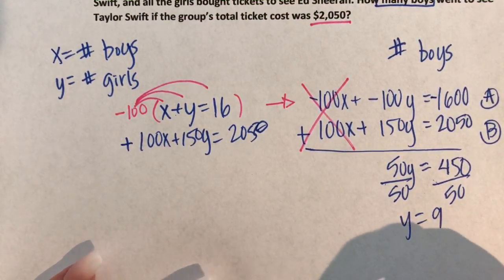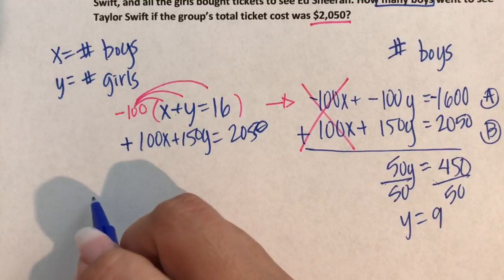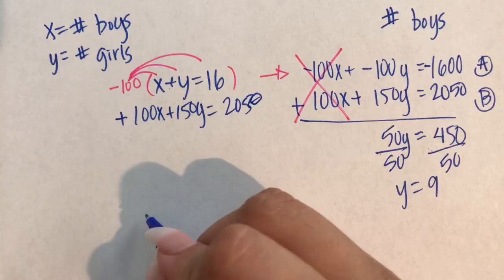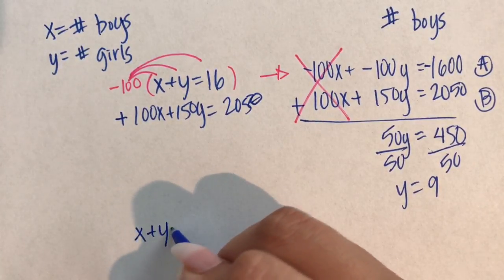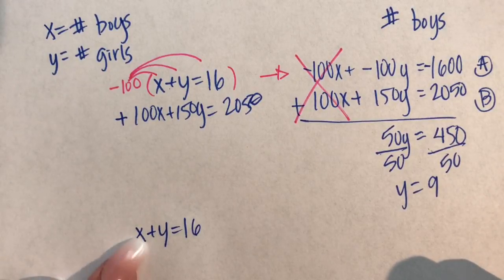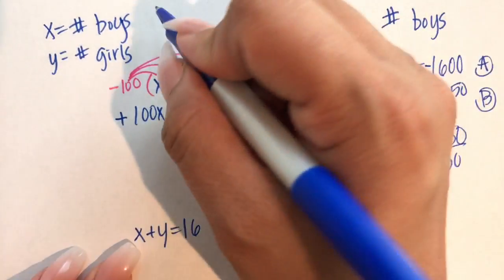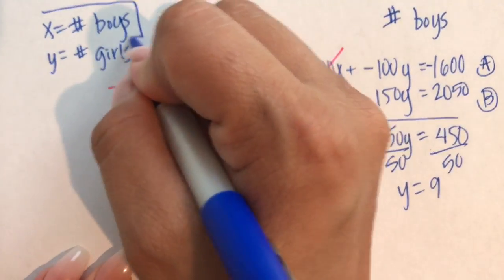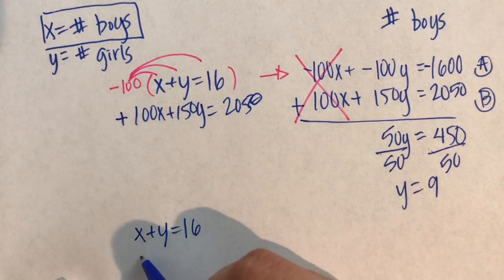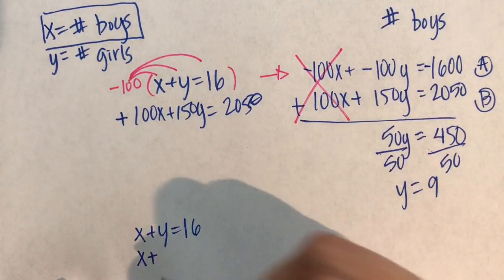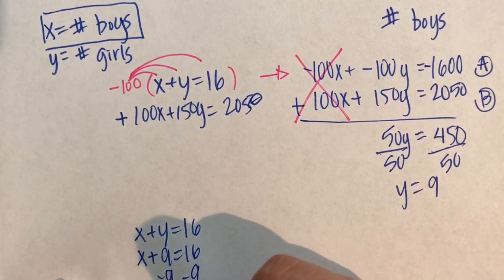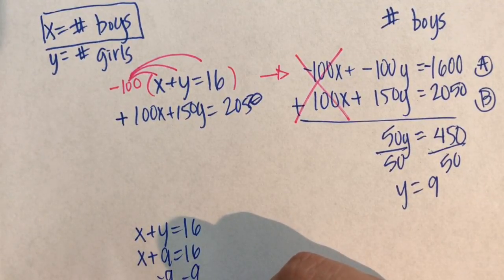So let's substitute back into the original equation. So now we're saying x plus y equals 16. Because I want the number of boys, so this is what it is asking for, the number of boys. X plus 9 equals 16, minus 9, x equals 7.